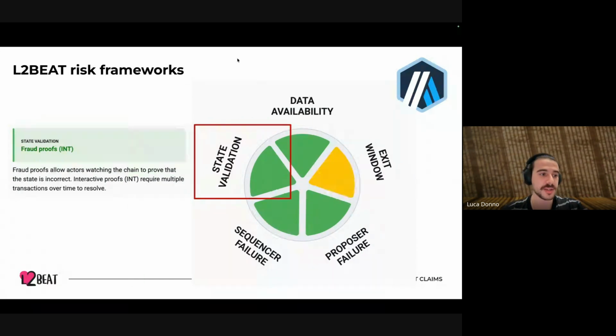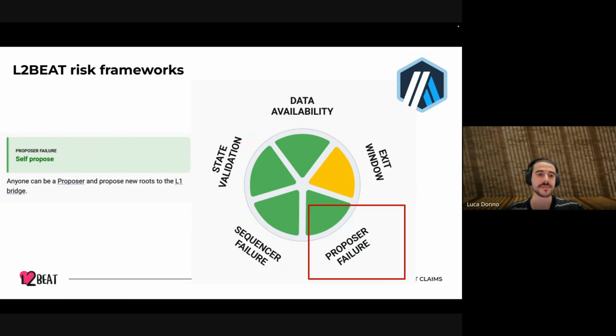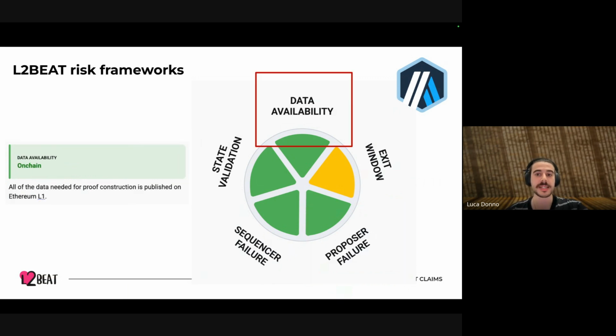This state validation mechanism is permissionless. Anyone can use it. Anyone can state that there is a fraud happening. So this is green for us. Another one is proposer failure, which is again more or less related to who can participate in the bridge mechanism. In Arbitrum, anyone can do it. So this is green.